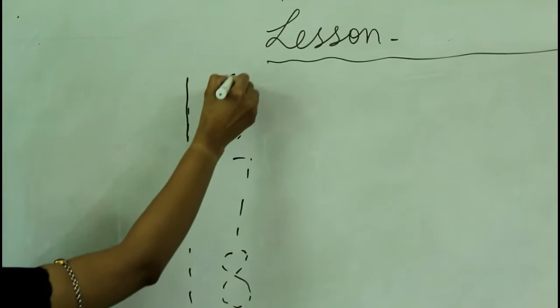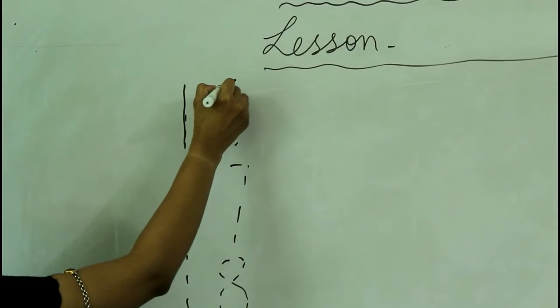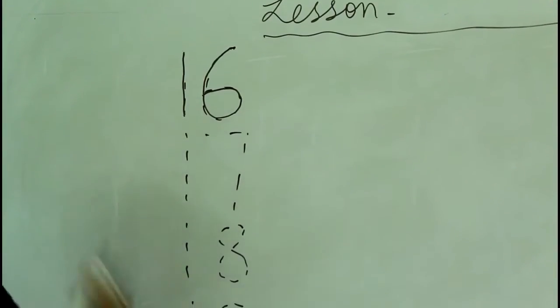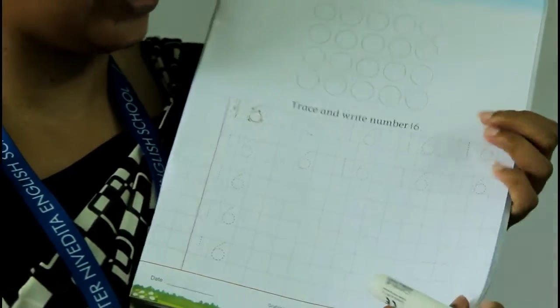Now I will show you how you will trace the number 16. Look here in the board. From here you have to draw a straight line, then 1, then a curved line to make 6. 1, 6, 16. So in this way you have to do in your book. This page is your homework. Now turn the page, go to the next page.